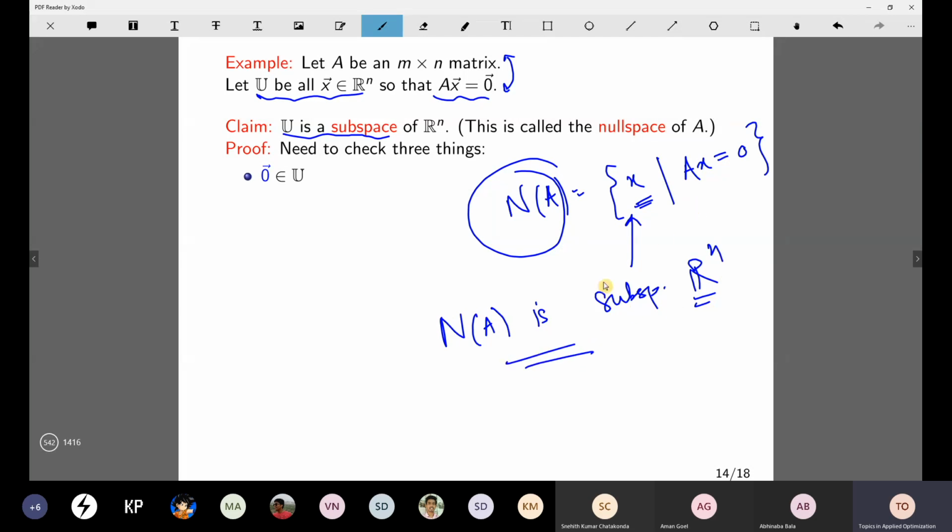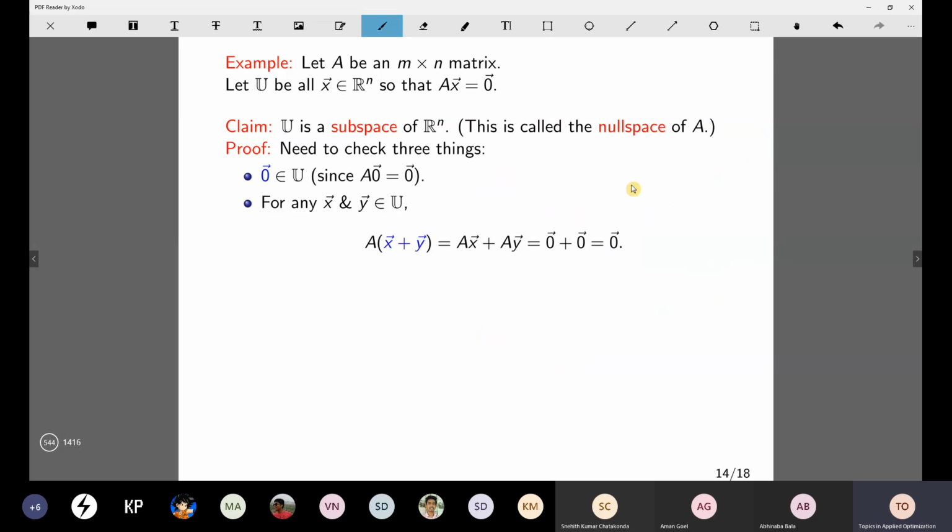You can prove this result: that 0 is there; if u and v are in the null space, then u plus v is in the null space; and a scalar times a vector in the null space is also a vector in the null space. All these things you can prove. The proof is already there.